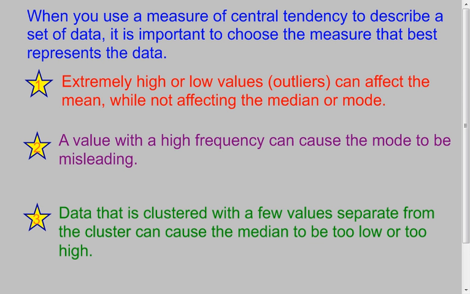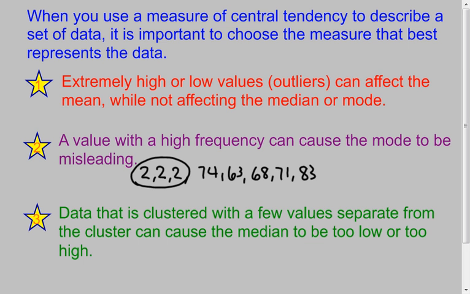Okay. A value with a really high frequency, that means it's a number that occurs often, can cause the mode to be misleading. It doesn't always, but let me show you a case where that can happen. Okay, if this is your list of data, and you've got this going on, 2, 2, 2, 74, 63, 68, 71, 83, something like that. If you look at this list of data, this would be the mode. So if I said to you, describe the piece of data, and you said, well, the most common number there is a 2, I would think that you would say that doesn't really describe that data set very well because all the other numbers are much, much higher than 2.